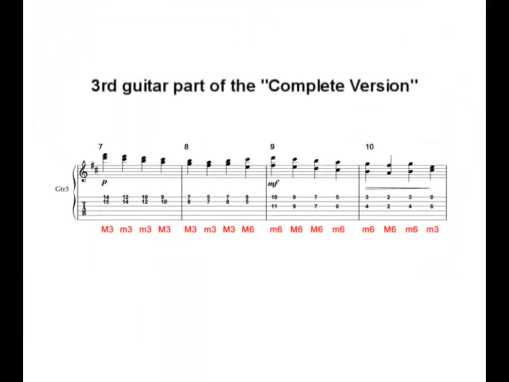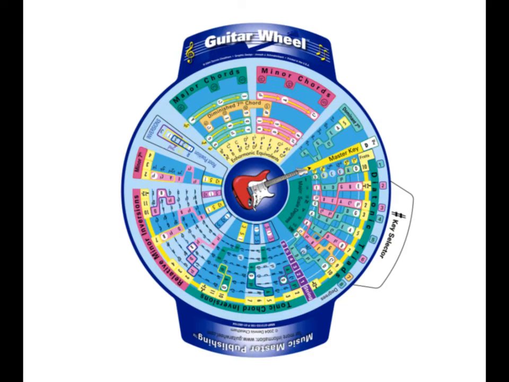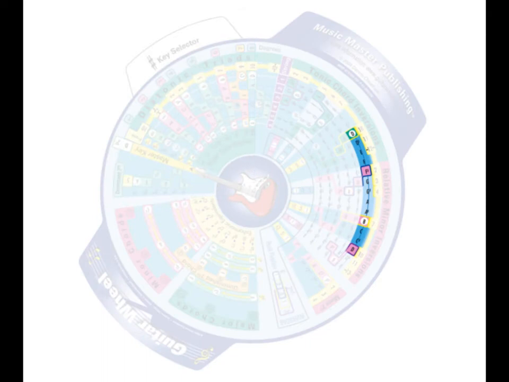Before we move on and discuss the third guitar part of the complete version of the canon, which if you had not yet already downloaded, this may be a great time to do that, I would like to discuss some more basic theory with you, as I really think it will help shed some light on the next part of our study. What we're going to do is take a quick look at the basic concept of intervals. And once again, I thought it'd be fun to use the guitar wheel to illustrate the point, so let's zoom in.